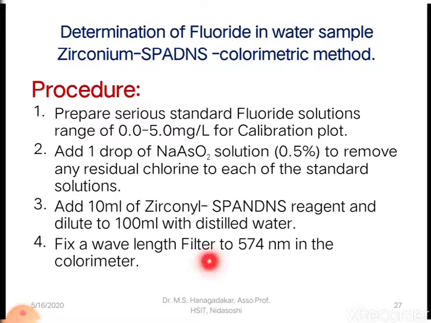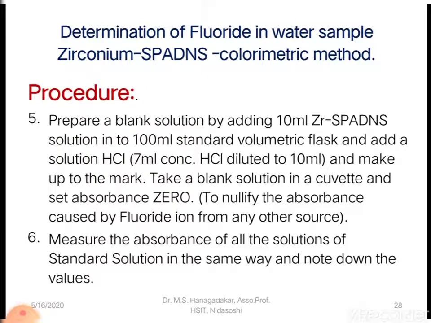Fix the wavelength of the filter in a colorimeter, that is 574 nanometer, and then follow the procedure for taking the readings. And prepare the blank solution by adding 10 ml of zirconyl SPADNS reagent without adding sodium fluoride solution in a 100 ml standard flask, then adding 7 ml of concentrated HCl diluted to 10 ml, and make up to the mark. Take this one as the blank solution in the cuvette or the sample holder to set the absorbance to zero. The purpose is to nullify the absorbance caused by the fluoride ion from any other source.